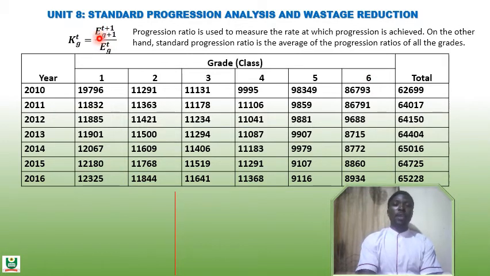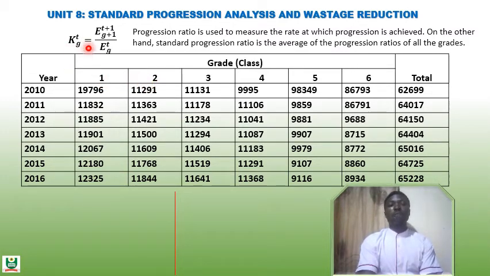Then e raised to the power of t plus 1 simply means the year after the year considered. If we are talking about 2010 now, it means this very year 2011. E raised to the power of t plus 1 will mean 2011. That is 2010 plus 1, which means 2011. Then G plus 1 here simply means grade 1, for instance, plus 1 will give us grade 2.